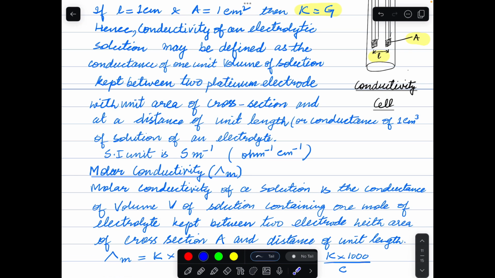Now the SI unit of conductivity is Siemens per meter, but the more usable form that we use in lab is Siemens per centimeter. Siemens, S, is nothing but the inverse of ohm. Therefore we have written it here as per ohm per centimeter. This is the more usable form, but the SI unit is Siemens per meter.